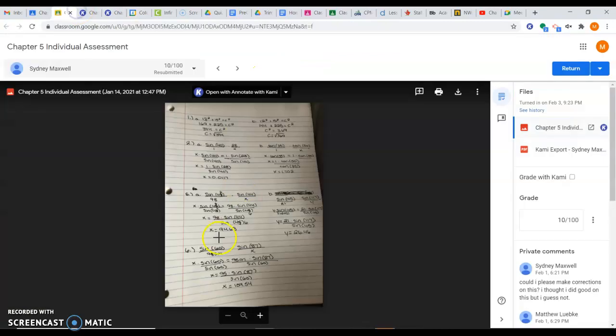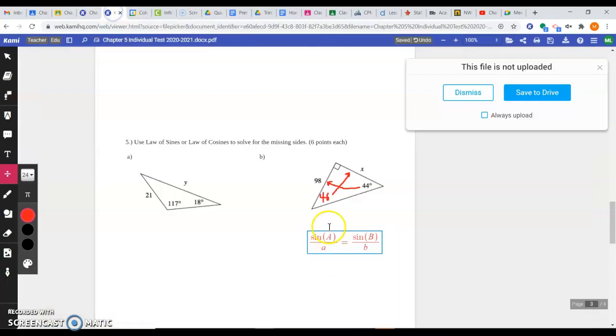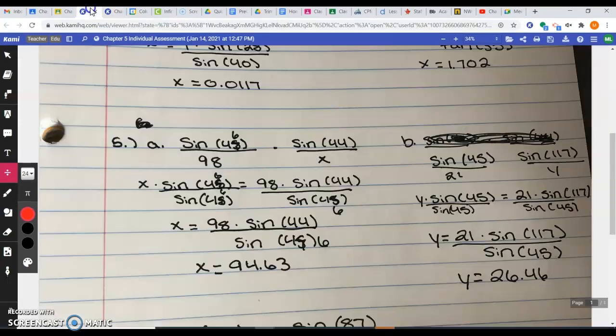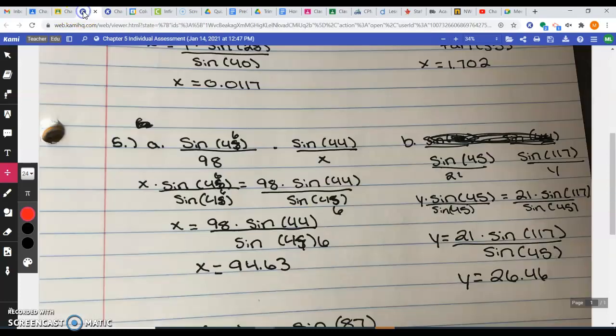So you had the right idea to do 46, but it's not over 98 because the side across from 46 is not 98. If you do sine of 46, it needs to be over x. And then the other one needs to be the sine of 44 over 98 because, again, 98 is across from the 44. So sine of your angle divided by the side across from it. You have two angles, you have two sides. You're close on that one, just set it up, and I think you'll get the right answer.